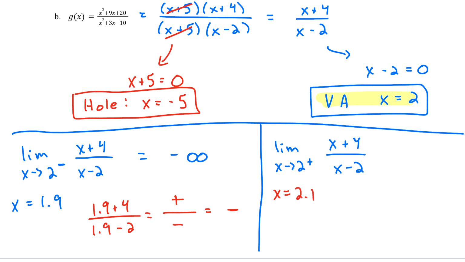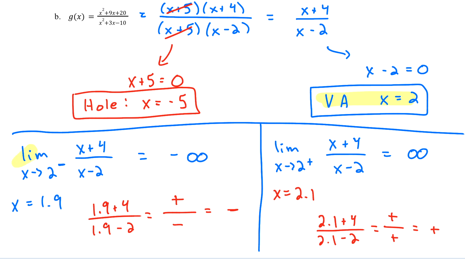So if I plug that into my function, 2.1 plus 4 divided by 2.1 minus 2, 2.1 plus 4 for my numerator is going to be some positive number. And 2.1 minus 2, when I subtract those two, I'm going to end up with another positive number. So here I've got a positive divided by a positive, which will give me a positive number back. And that means that my right-sided limit is positive infinity.